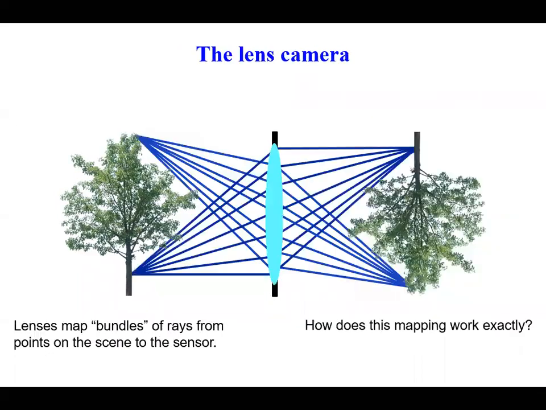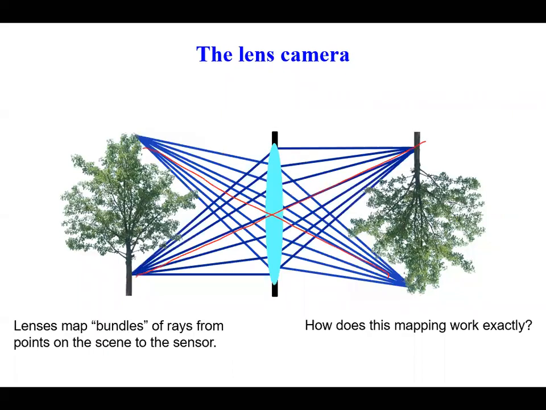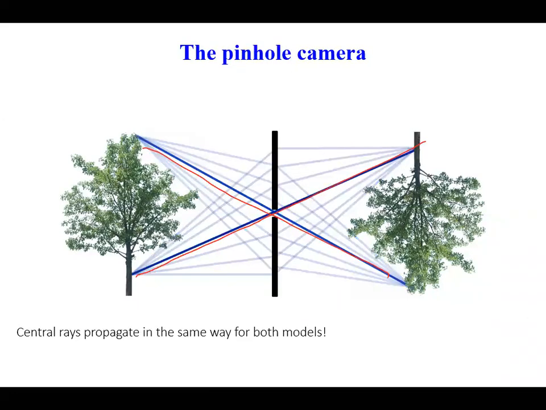If you look closely, we match it only in these particular lines. So this is in the pinhole, but this is also here in the lens, yes? Both of them are exactly the same in only those particular lines, but other than that, they are not the same. So central rays propagate in the same way for both models.